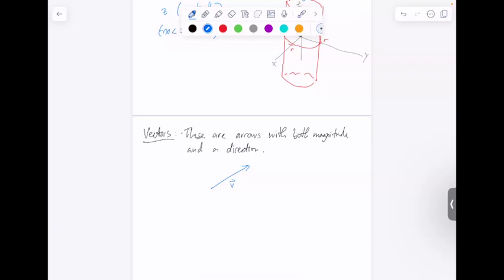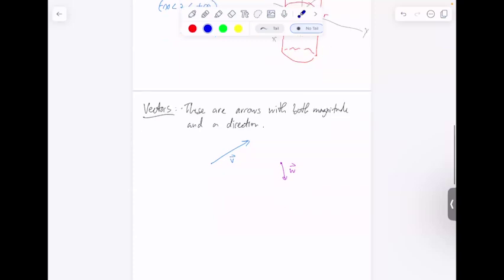This is all very abstract. I could draw another arrow here in purple, make it shorter, and I'll call this W. This is a different vector. It's pointing somewhat downwards, and it's of a slightly shorter length. Vectors are just arrows with both magnitude and direction. A very hand-wavy definition, but it is true.